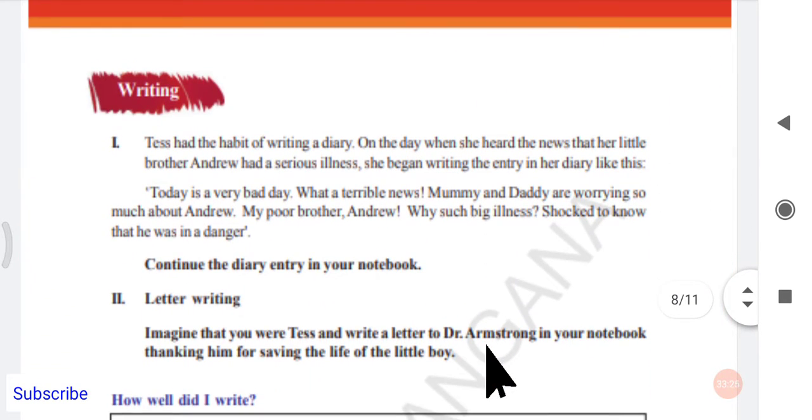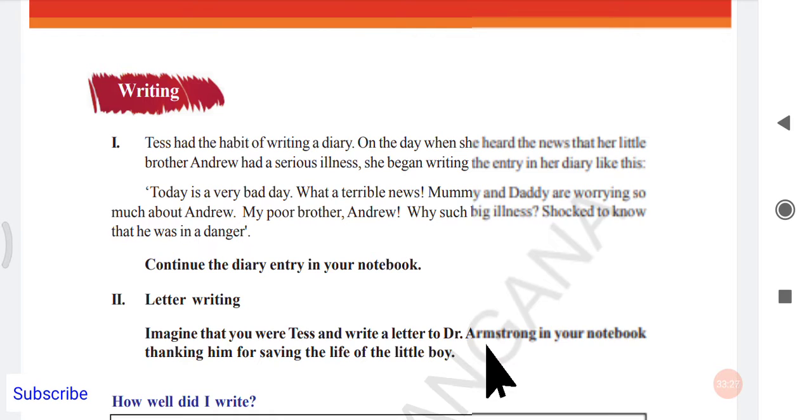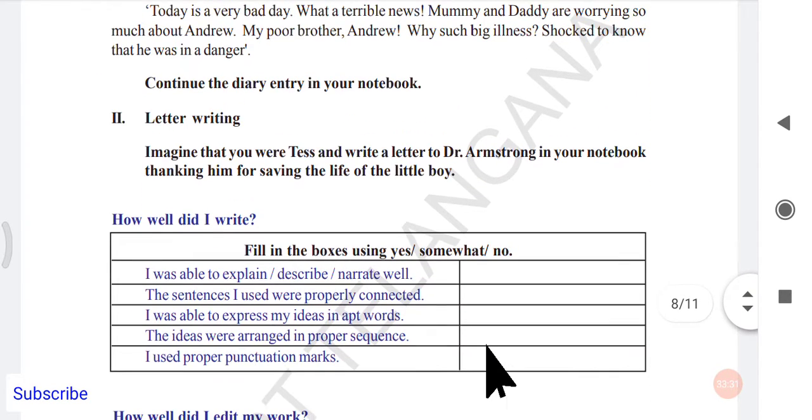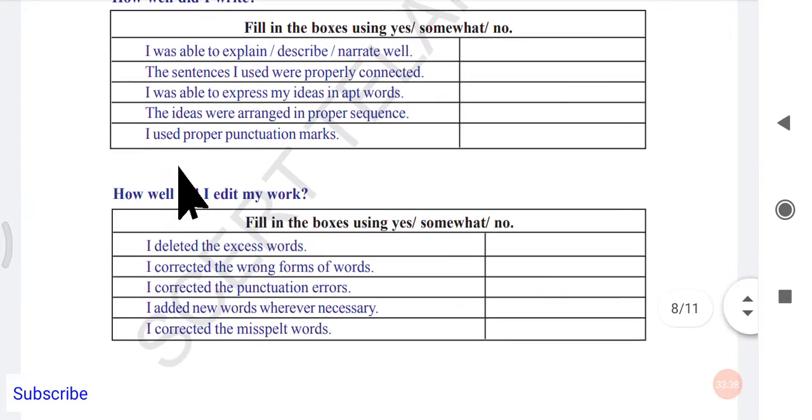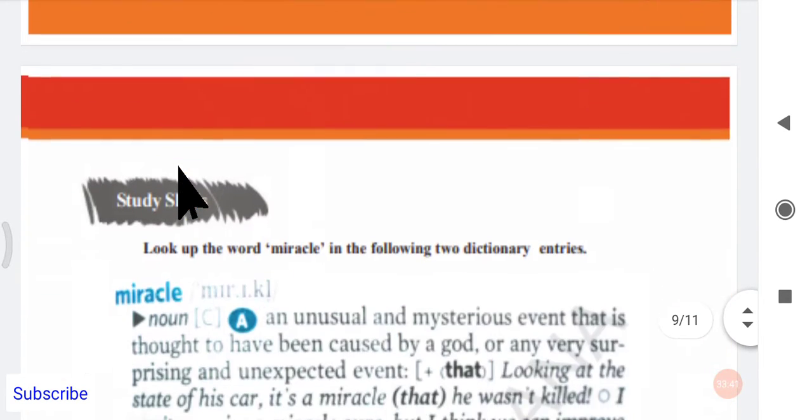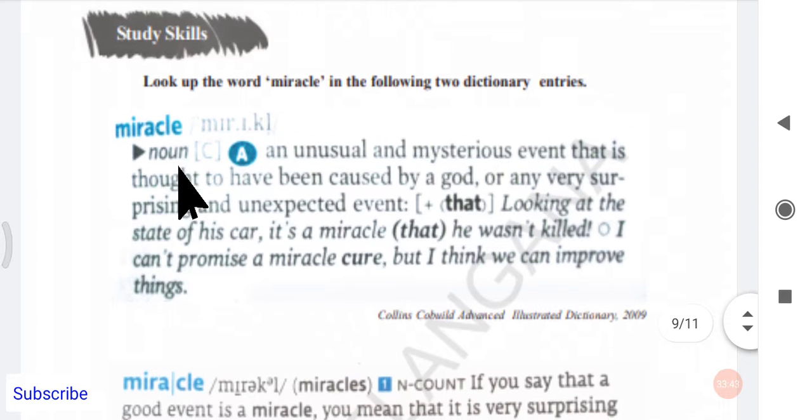Next we have some writing exercise here. That is for the children, you need not worry, that is a diary entry. And we have letter writing here. Imagine that you are Tess and write a letter. This we will do in a separate video. All the letters I will be doing in a separate video. Please stay updated with my channel so that you will get the notification for that.